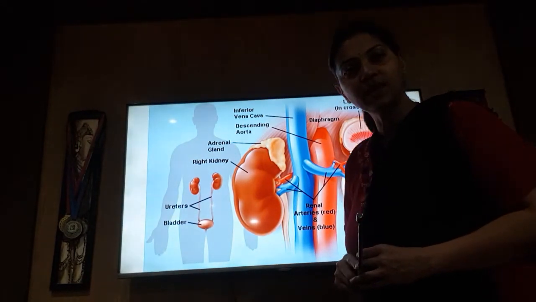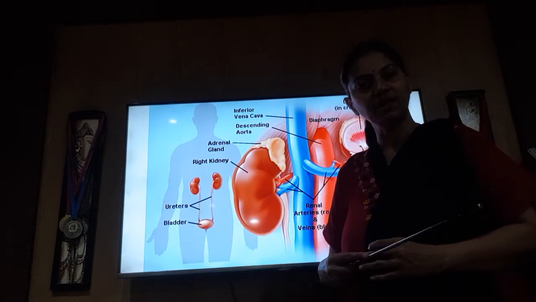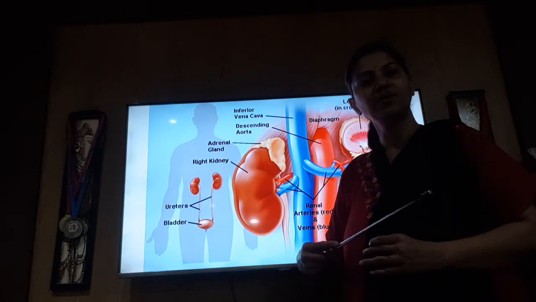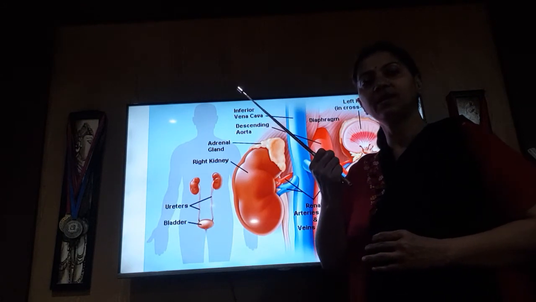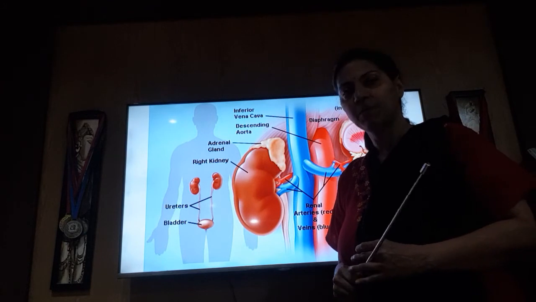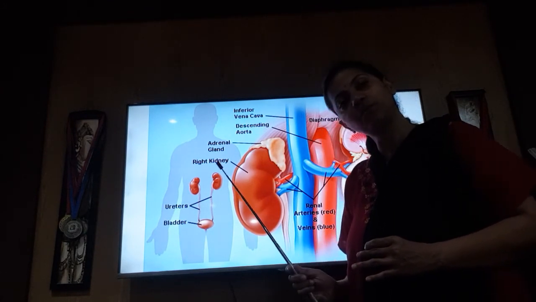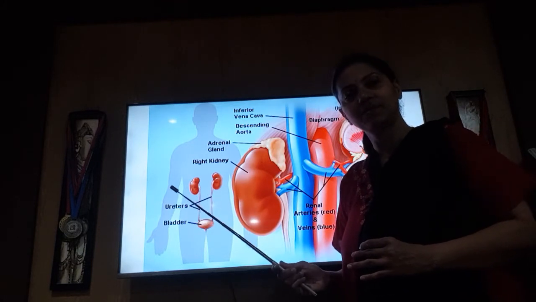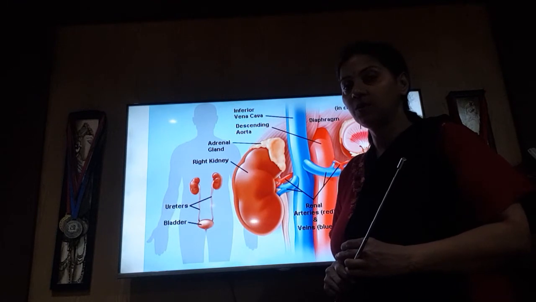So the relations at the hilum of the kidney are V, that means the renal vein anterior most, A means the renal artery in the middle, and P, the pelvis, at the back posteriorly. VAP. Pelvis starts with P, and it is present posteriorly, isn't it? So it's clear.